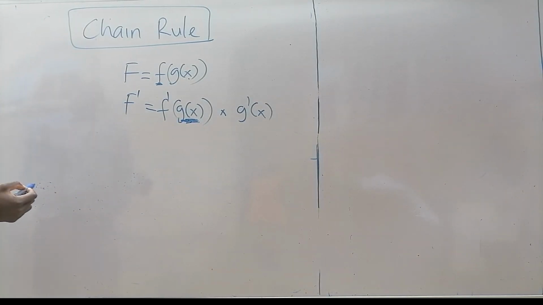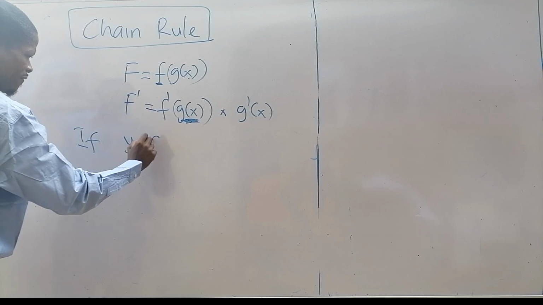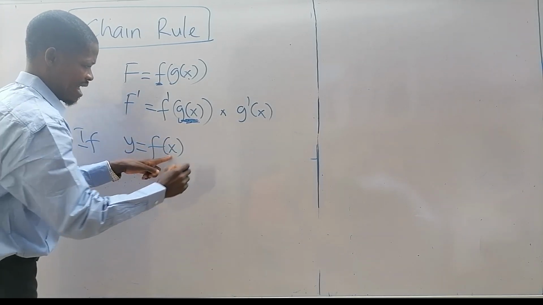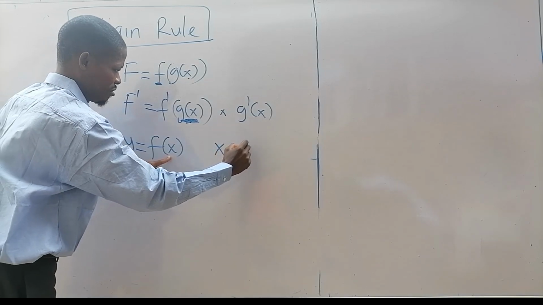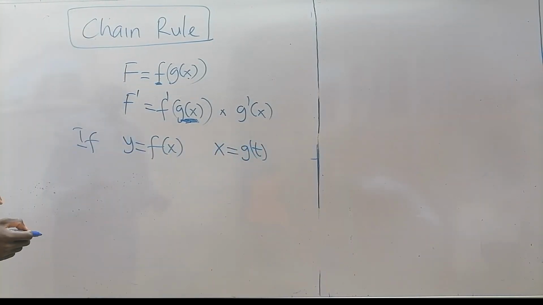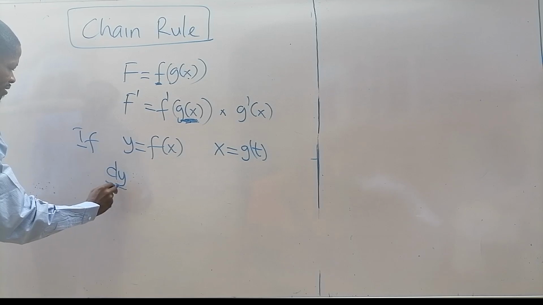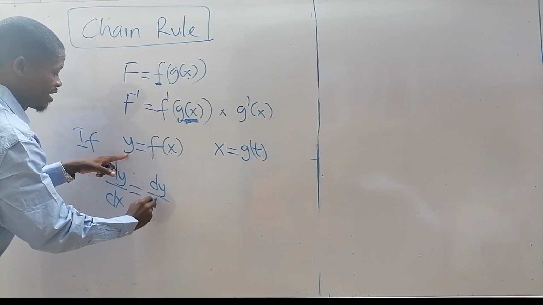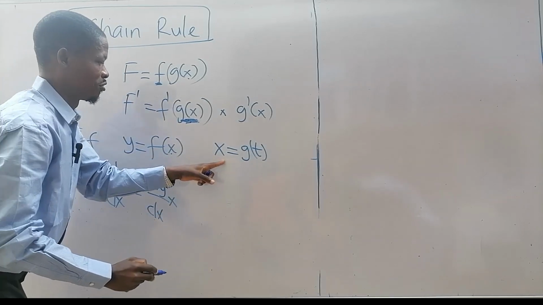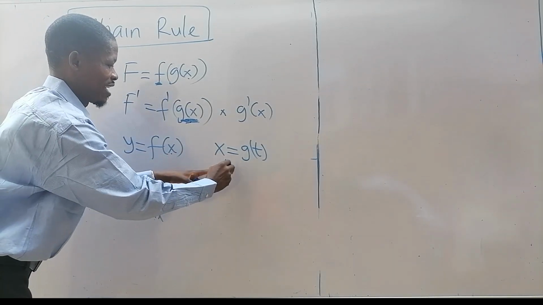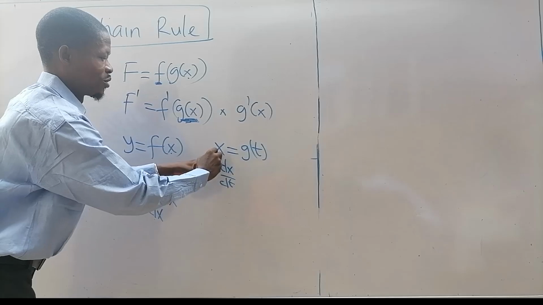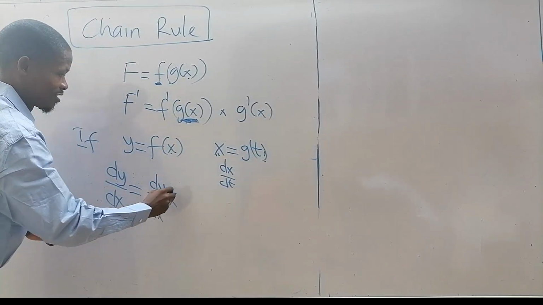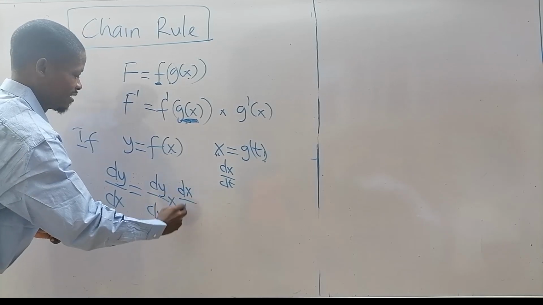Let's go further. If y is a function of x, and x is also a function of t, we can get dy/dx. You differentiate this one, a function of one variable, that will be dy/dx, and then times this one. Also differentiate this one, dx/dt. This one is a function of t, so you differentiate it with respect to t. So times dx/dt.